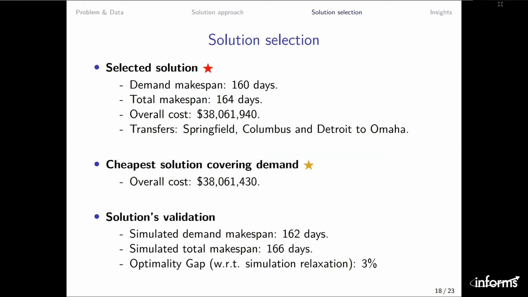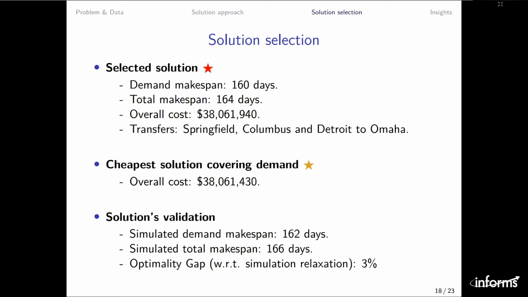Now, with reference to the selected solution's validation, when executing the simulation several times, we obtain a demand makespan of 162 days and a total makespan of 166 days, which is really close to the performance of the selected solution using average rates. Also, the dispersion of makespans was really small. Therefore, empirically, we confirmed our first intuition that said we could work with average rates without further complications.